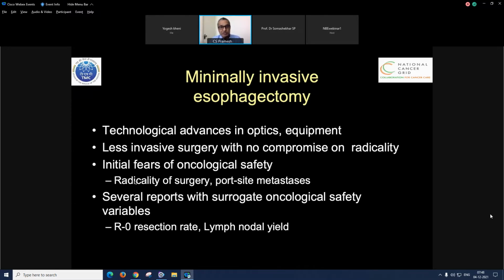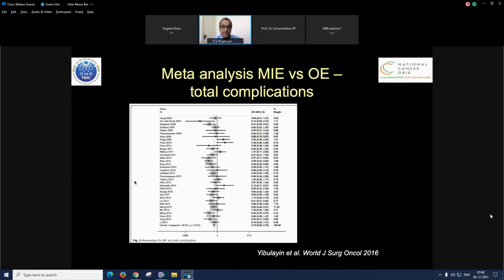The initial fears of oncological safety have been to a large extent addressed, because radicality of surgery as well as port site metastasis are more theoretical than in practice. And we've got several reports with surrogate oncological safety variables like the R0 resection rate as well as the lymph nodal yield, which show that at the very least, minimally invasive esophagectomy is as good as an open esophagectomy. There have been multiple meta-analyses which have looked at this approach, but most of these are retrospective or prospective non-randomized trials, again going with the quality caveat that I mentioned earlier on.